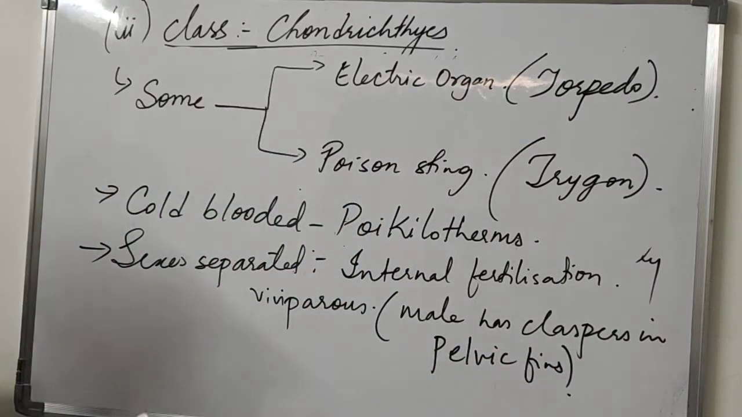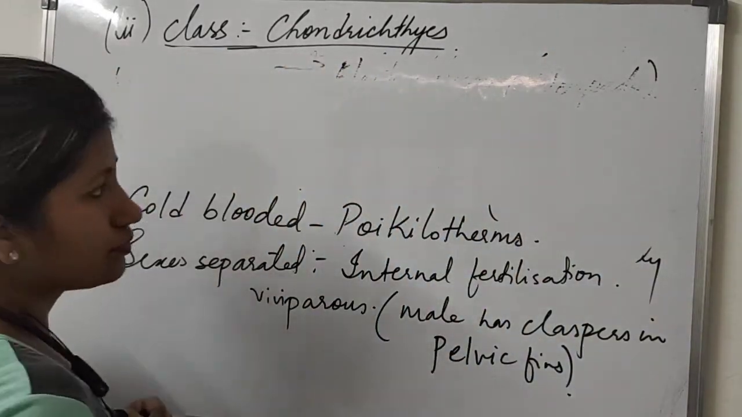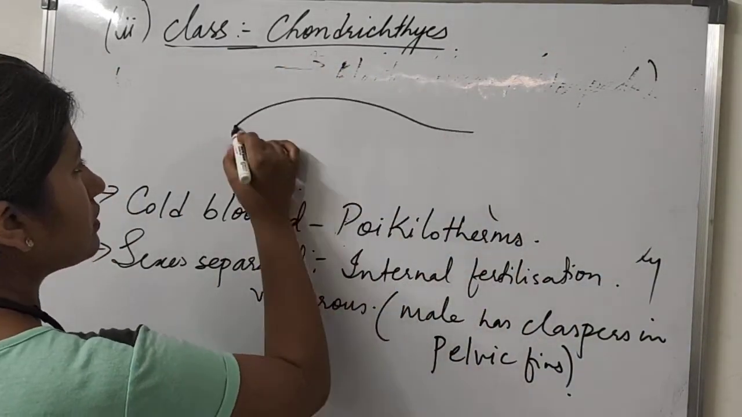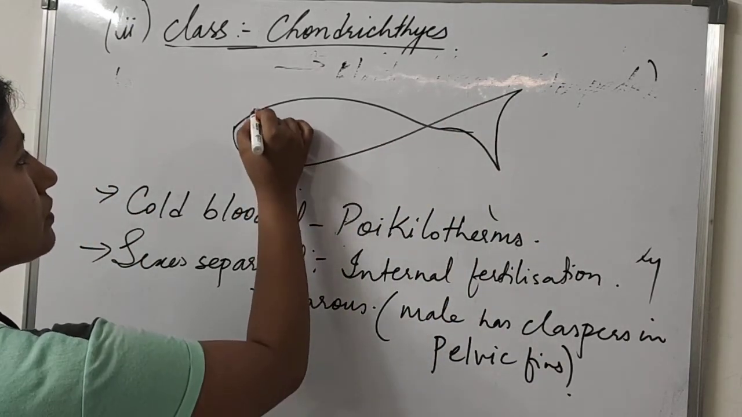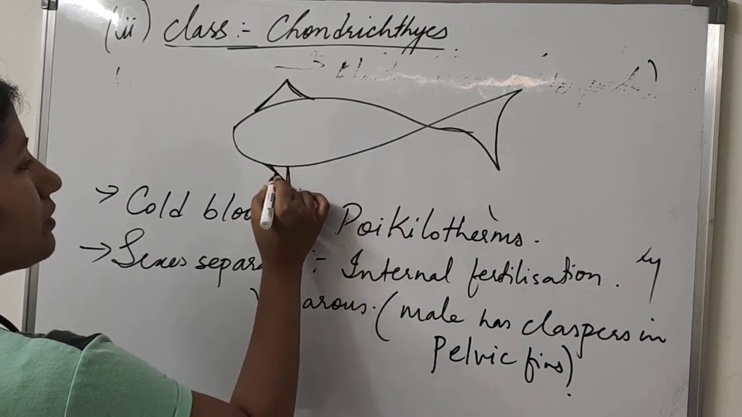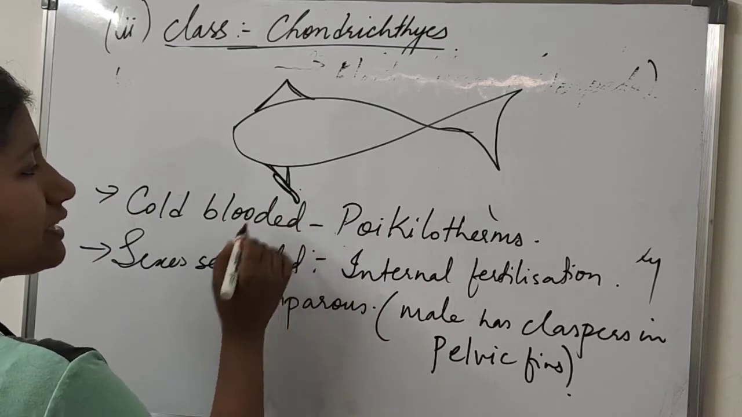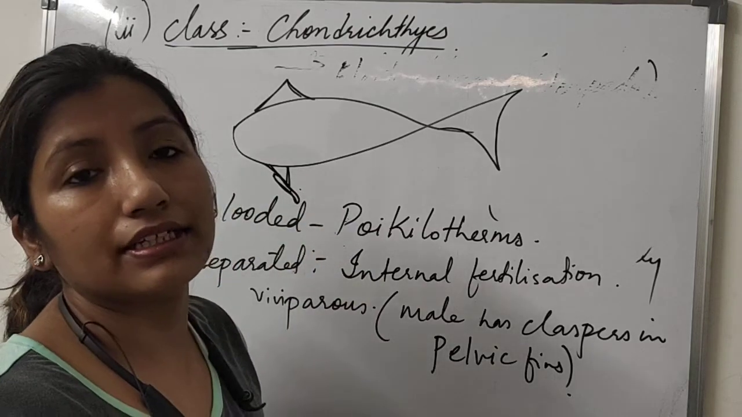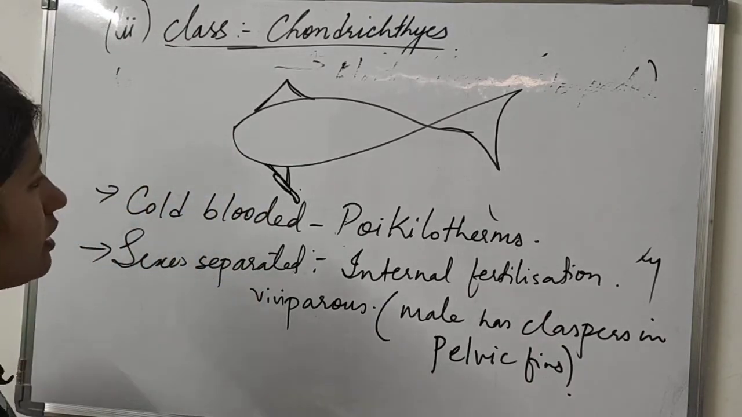So if this is, let me draw. So if this is chondrichthyes, okay. So here is the pelvic bones. Pelvic fins are here. So this pelvic fins will have this organ called clasper, and with the help of this clasper, they will insert the male gamete inside the female body. Okay.